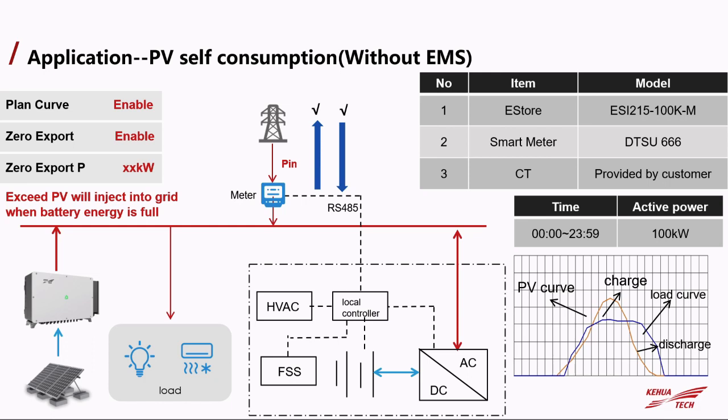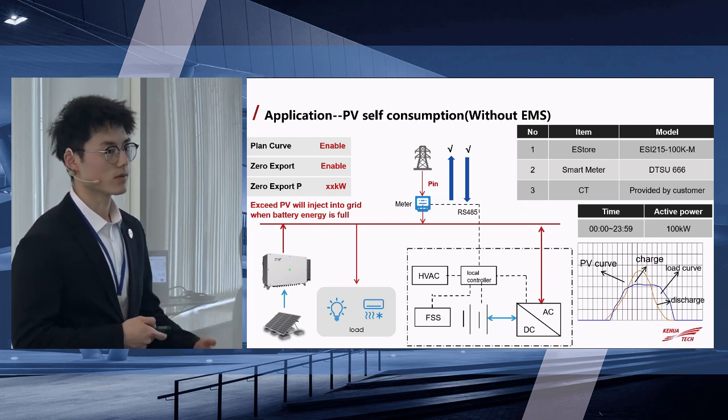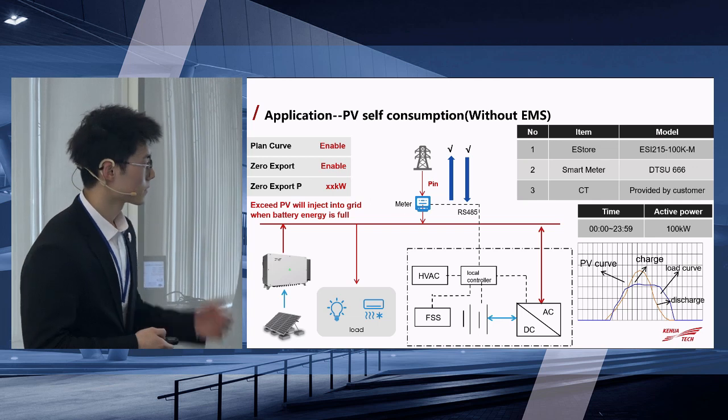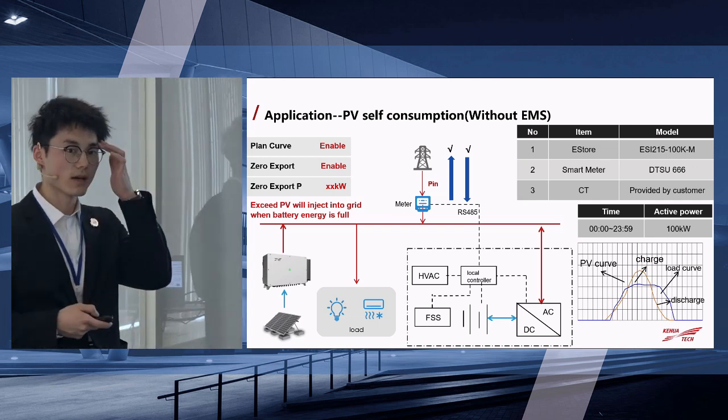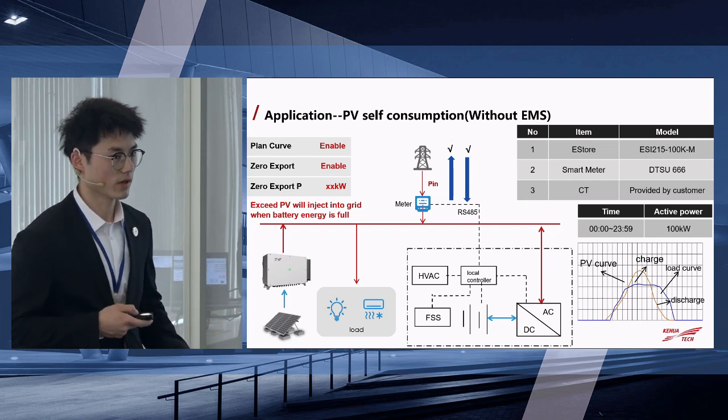And when the PV is not enough to provide energy for the load, in this part, the energy storage system can discharge to provide energy for the load. So it can maximize the utilization rate.